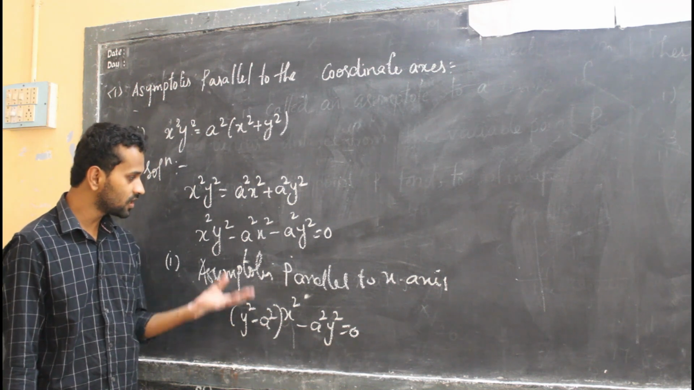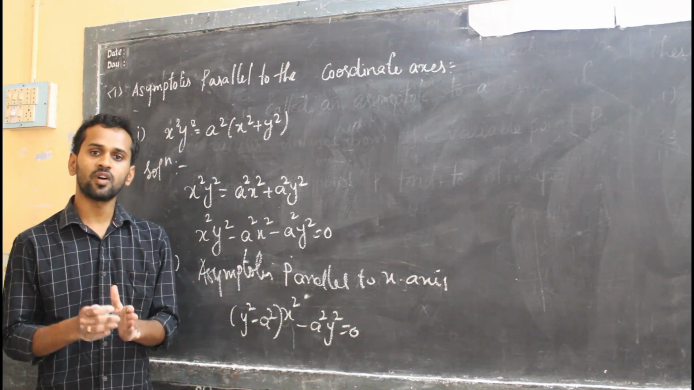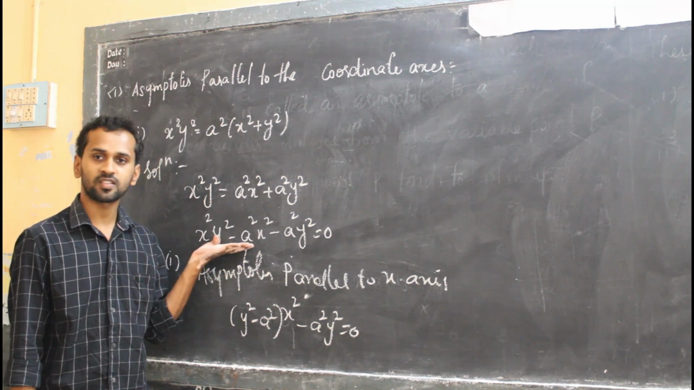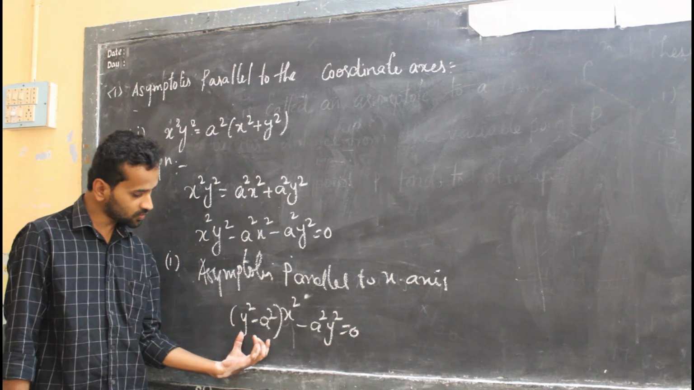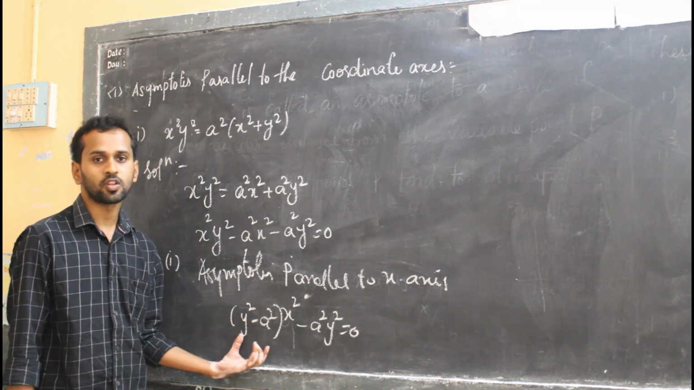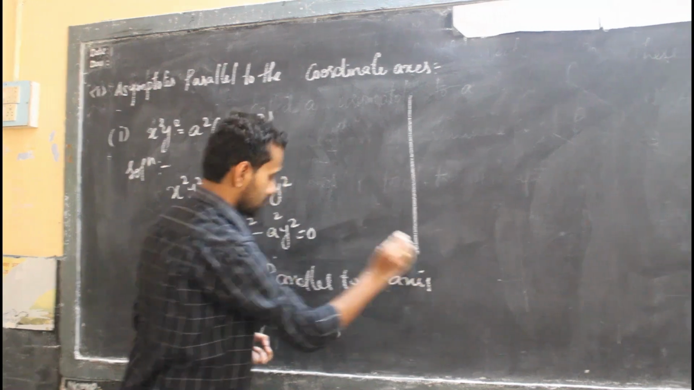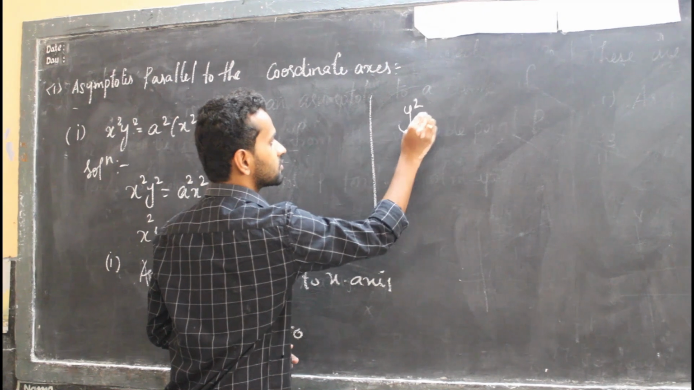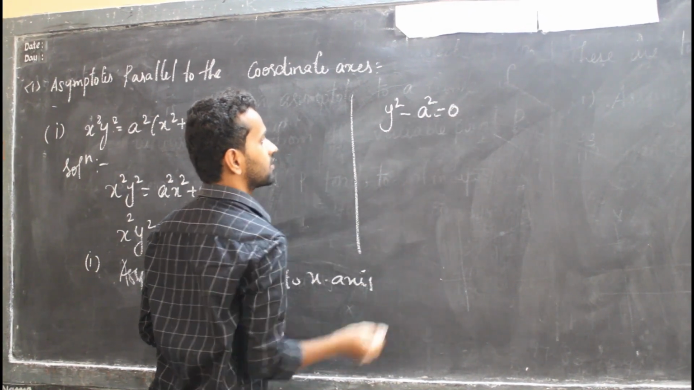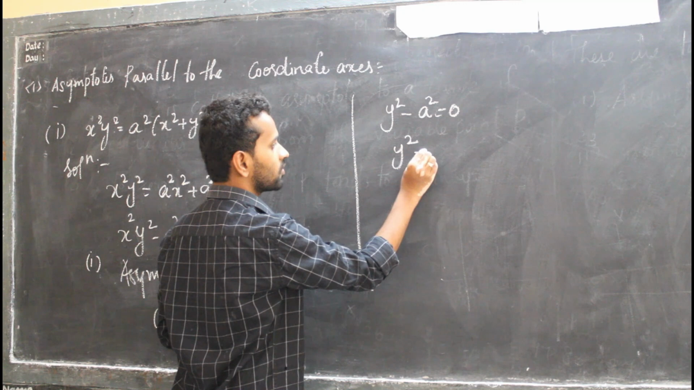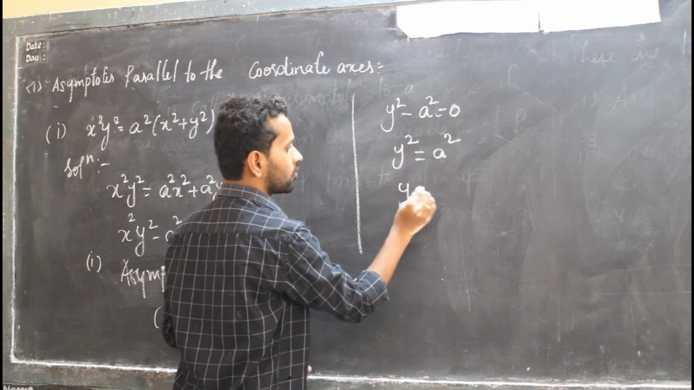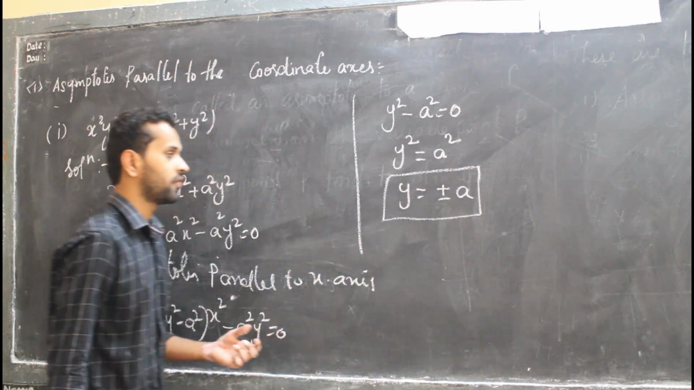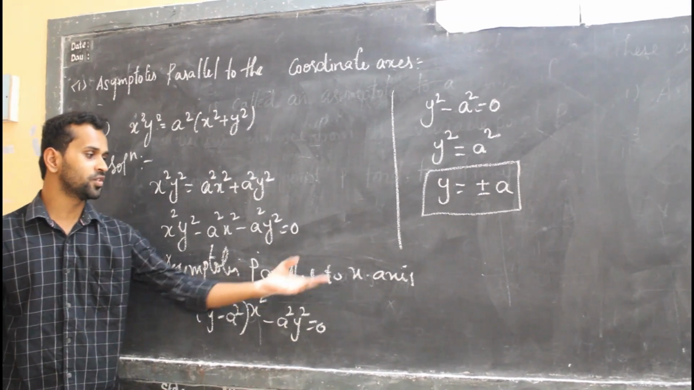I am going to consider the highest term of x, which is x square. So I am considering the coefficient of x square, which is y square minus a square. That I need to make equal to 0. So the coefficient of x square, y square minus a square, must be equal to 0. This becomes y square equal to a square, so y equals plus or minus a. Now I have found the asymptotes parallel to the x axis.